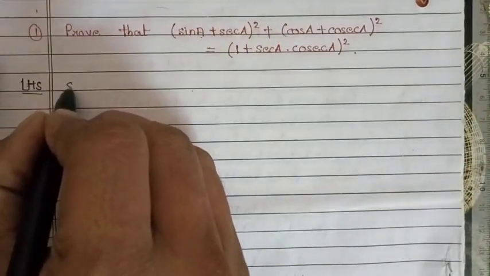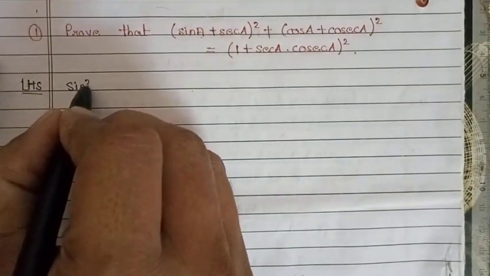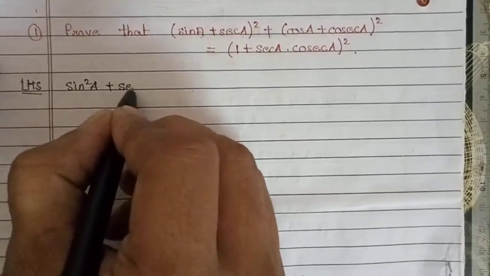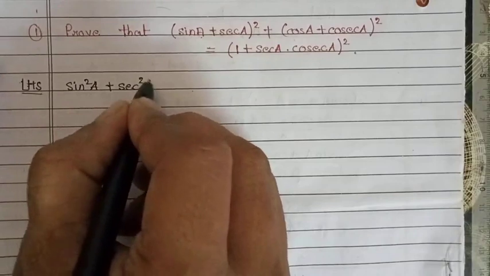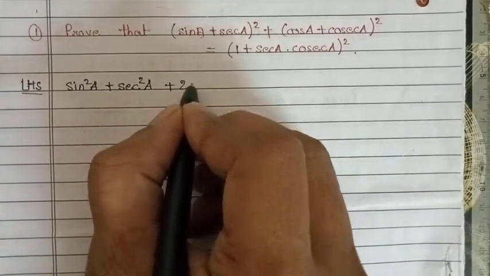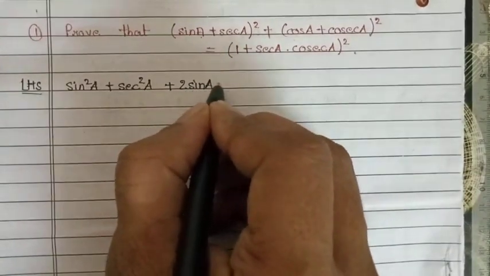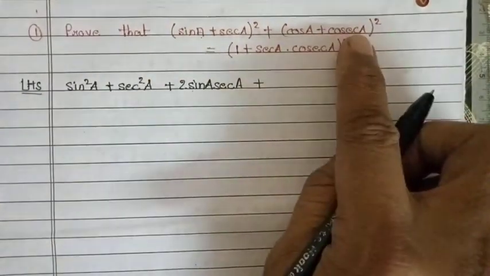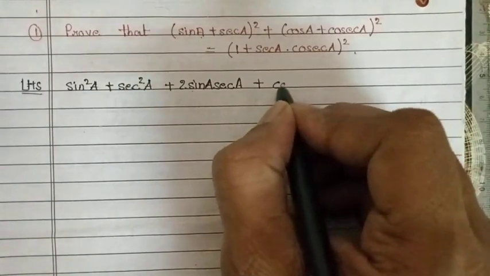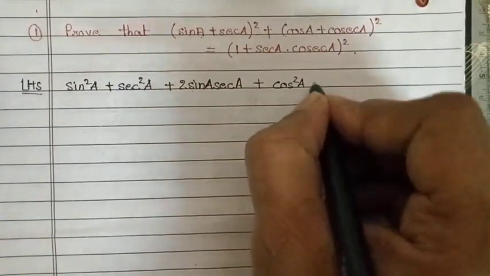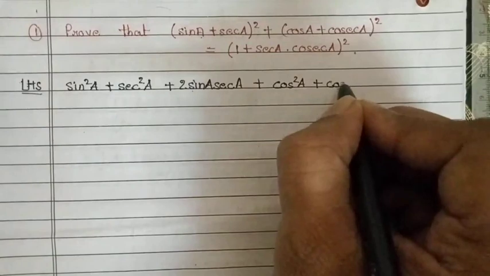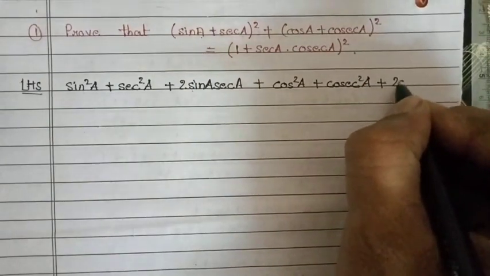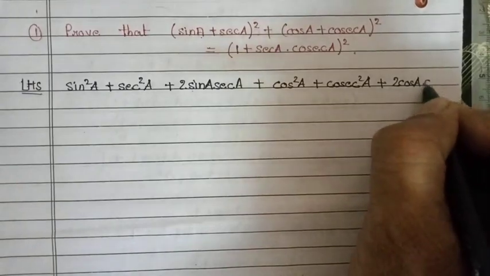So it will be sine square A plus sec square A plus twice sine into sec. Now moving on to the second square, we have cos square plus cosec square plus twice cos into cosec.